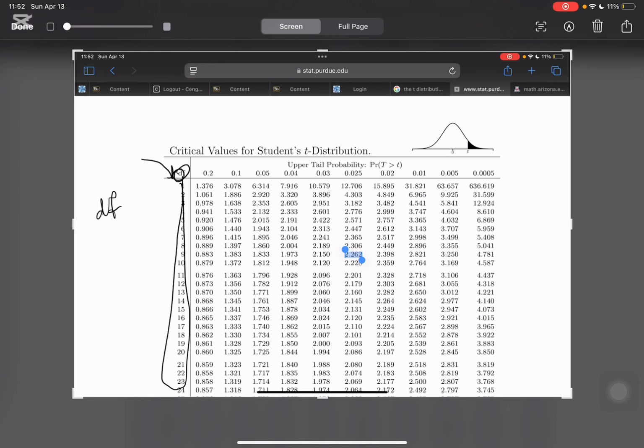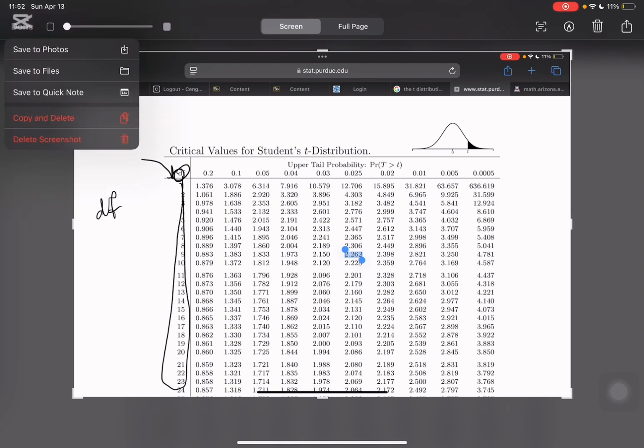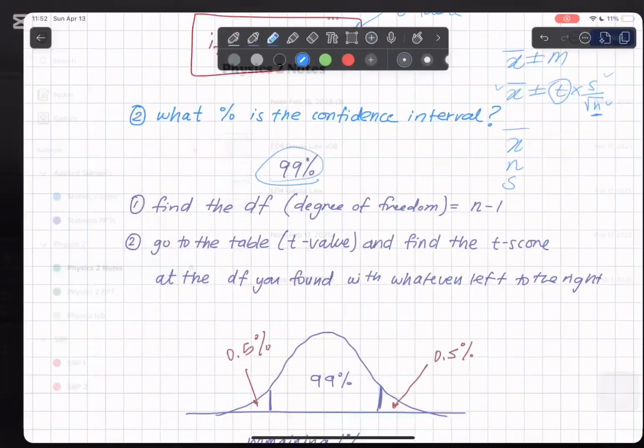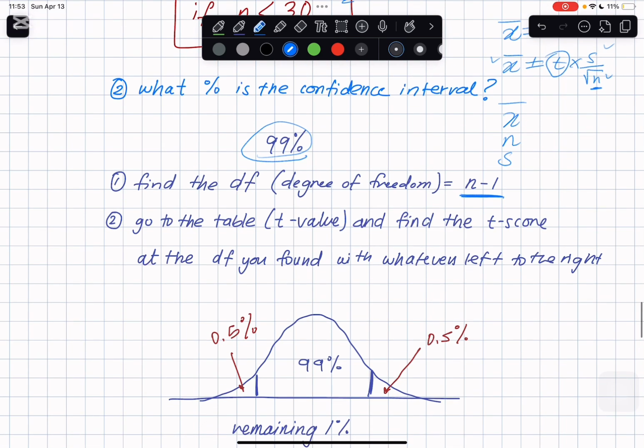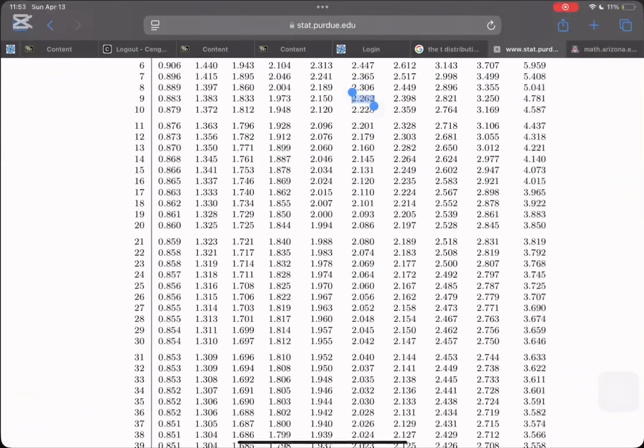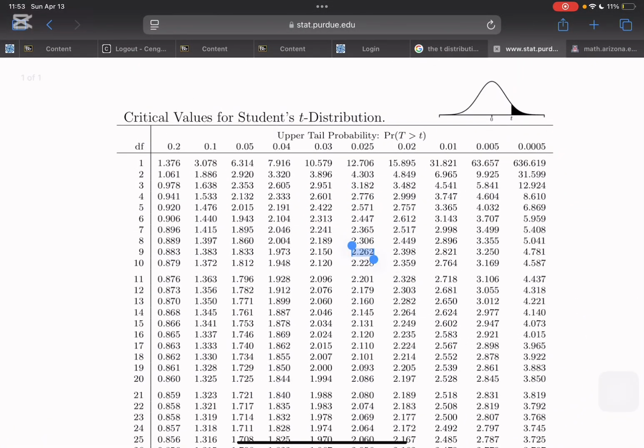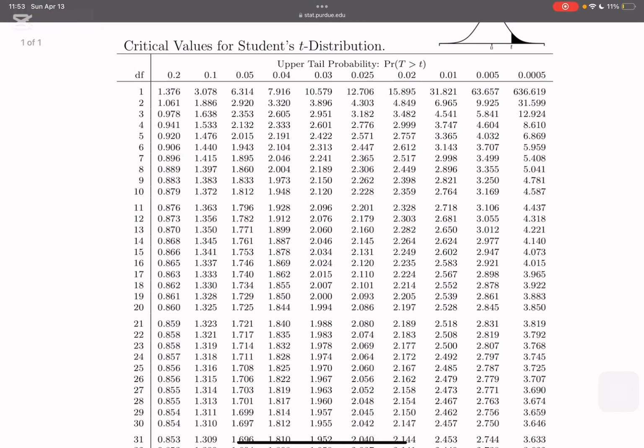Which is basically, the degree of freedom is n minus 1. So the sample size they gave you, which is n, the number of samples, all minus 1. This is the degree of freedom. So this is the number you're looking for on the left. If I tell you I have a sample of 25, the degree of freedom will be 24. So we're going to look at 24 here, and we're going to look at the values to the left.